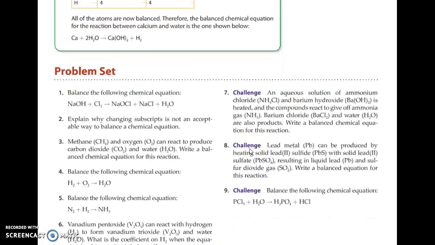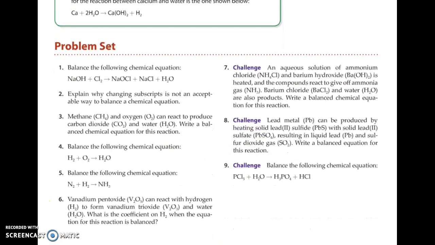All right, so let's go down and look at the problem set. You have access to these answer keys, so if you want to do more, you are more than welcome to. It suggests you do number 1, 2, 3, and 4. So balance the chemical equation. So go ahead and do that. Hit pause. Get your answer.